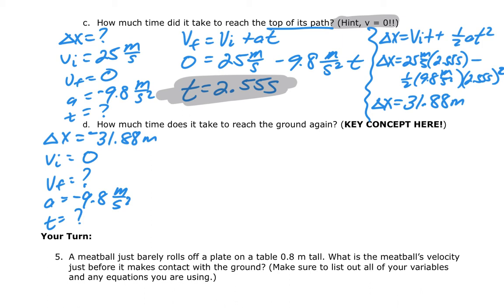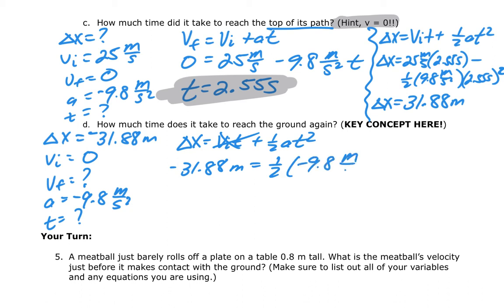So let's take a look here. I can probably use my position equation. Delta x is the initial velocity times the time plus 1/2 at squared. So I get negative 31.88 meters is equal to, well, that initial velocity is 0, so that's gone, 1/2 times negative 9.8 meters per second squared times time squared. So go ahead, pause the video again, and see what you get for time.